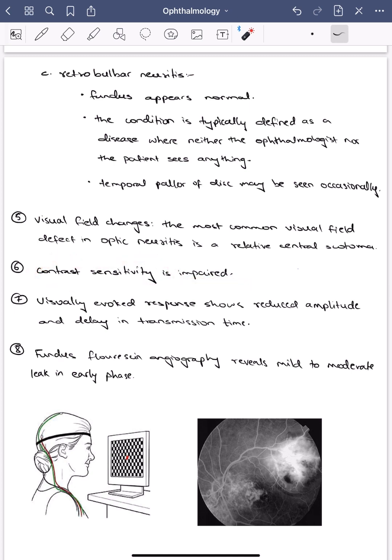Now visually evoked response shows reduced amplitude and delay in transmission time. So this picture here depicts visually evoked response. Then fundus fluorescein angiography reveals mild to moderate leak in the early phase.